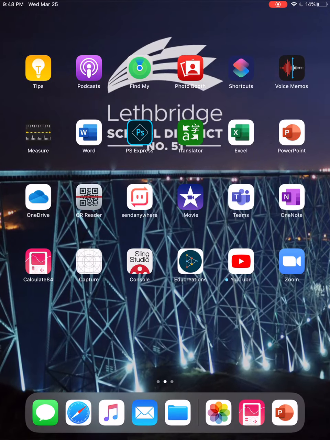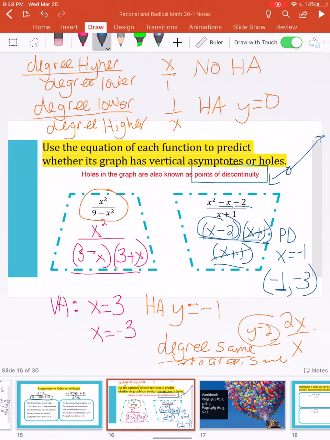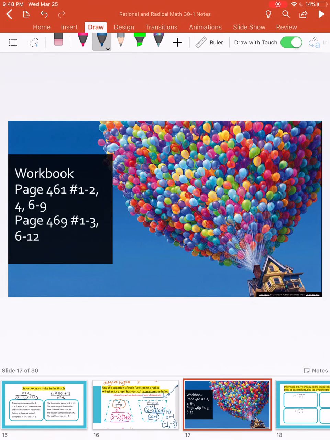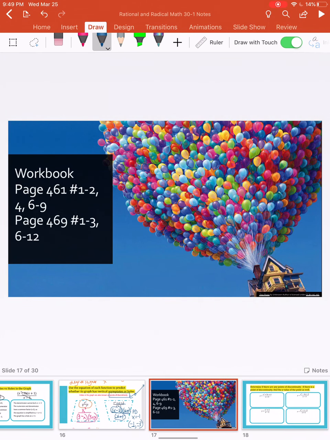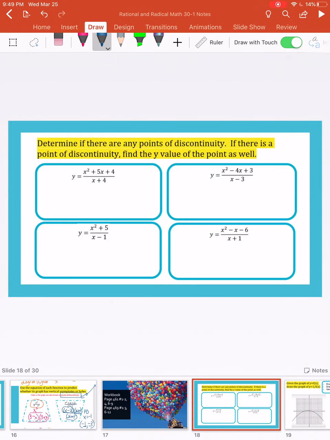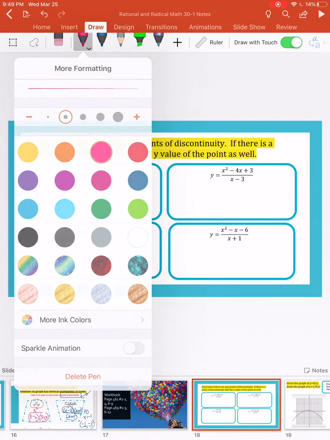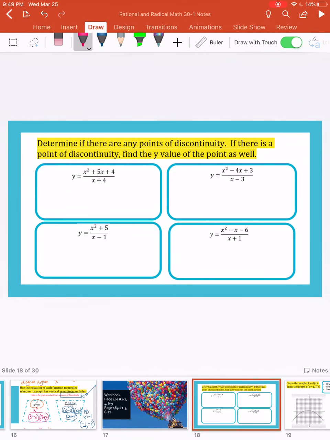All right, let's go back to our notes here. So these were some of the questions you worked on yesterday. Hopefully you liked the pretty balloon house here that I found. And we're actually going to just keep looking at holes in the graph and vertical and horizontal asymptotes with these next examples. So we always need to start by factoring.